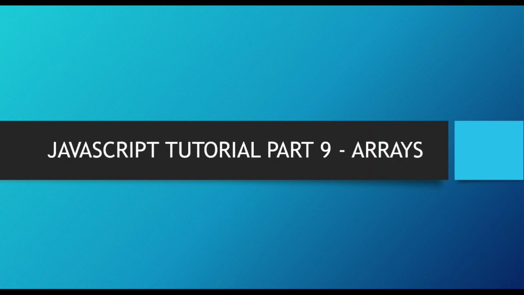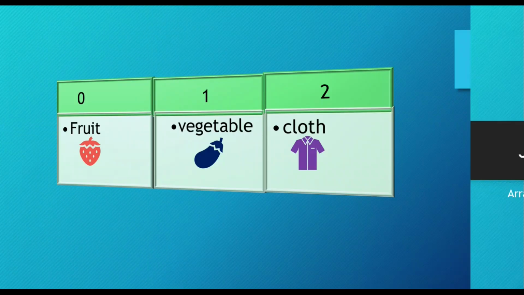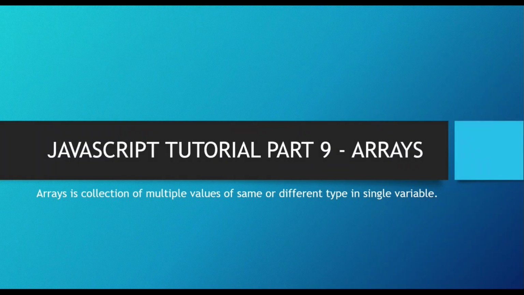This is part 9 of our JavaScript series, and today we're going to discuss arrays. So what are arrays? Arrays are actually a collection of multiple values in a single variable. So what does it mean? Let's understand this.